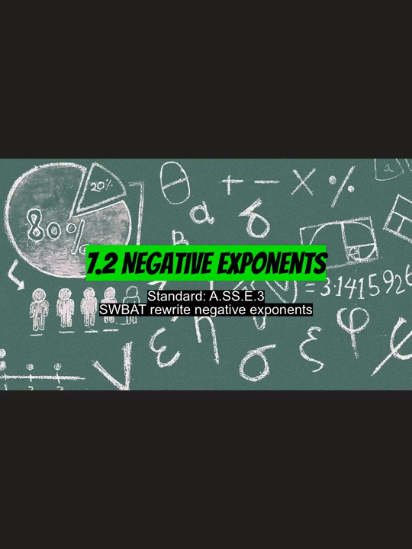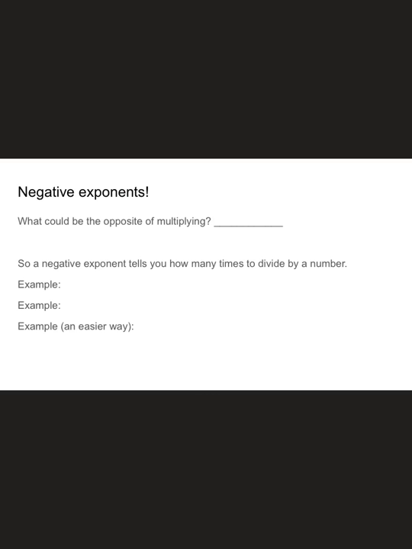Welcome back. We are now going to be talking about negative exponents, and we'll be able to rewrite them in a way to get rid of those negatives. So for negative exponents, we want to think about what could be the opposite of multiplying. If you've been in my class before, you've heard me say, well, what's the opposite of add? It would be subtract. So what's the opposite of multiply? It will be to divide. So the opposite of multiplying is dividing.